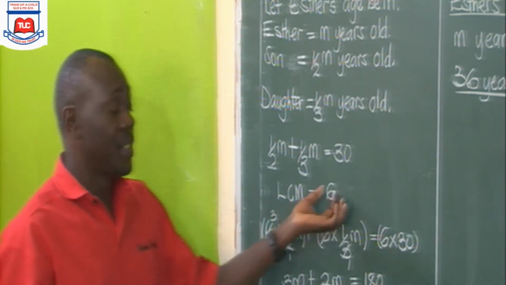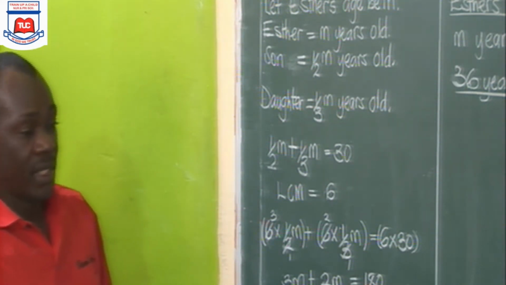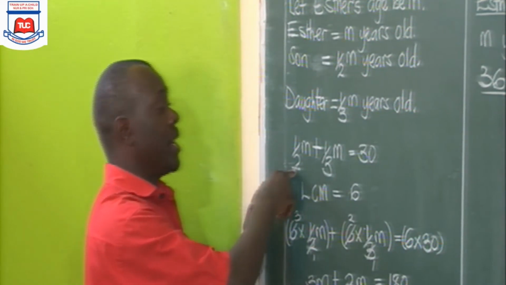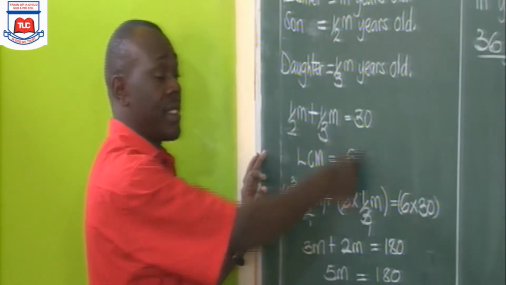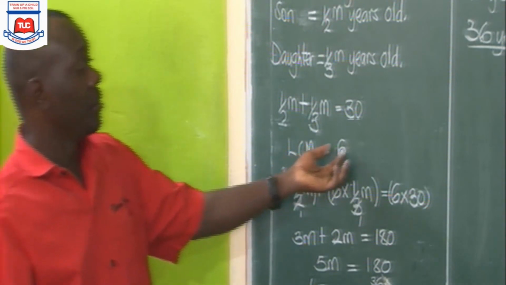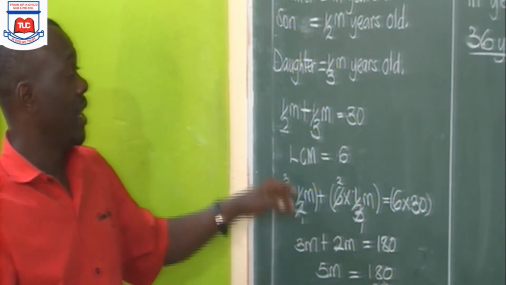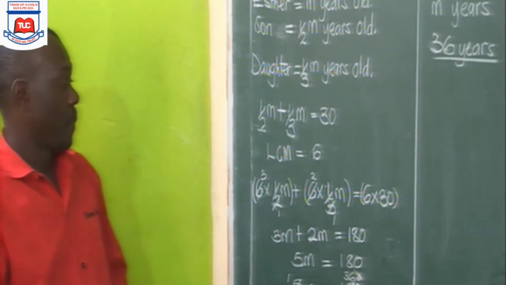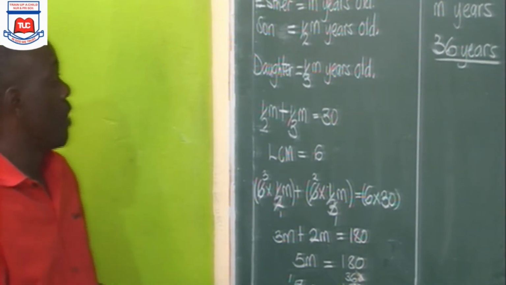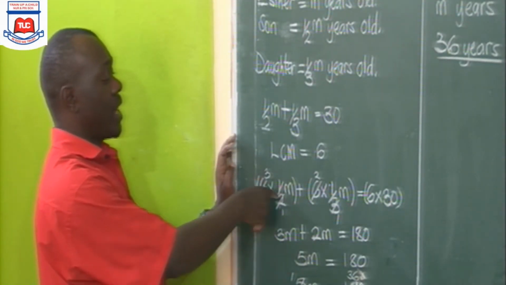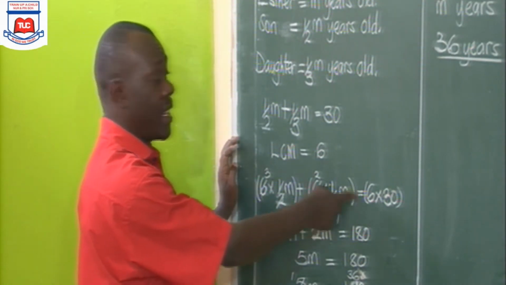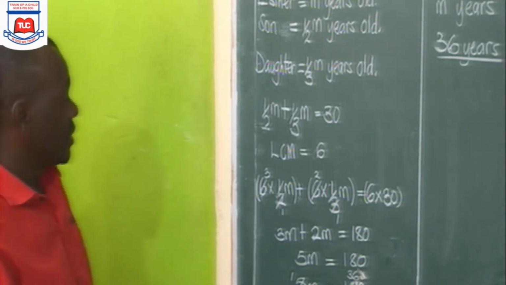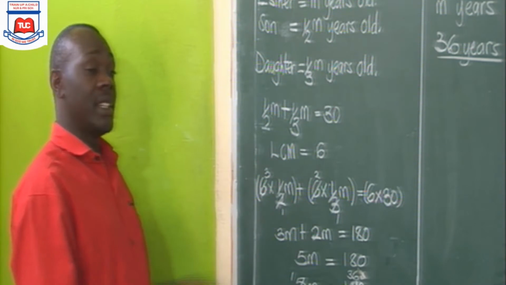So distribute this LCM 6 among the three parties. Multiply a half M by 6, a third M by 6, as well as 30. What's the use of the LCM? It is there to eliminate the denominators, that is the 2 and 3, so it's doing its duty through multiplication. We say 6 times a half M plus 6 times a third M equals 6 times 30. Do the elimination service rendered by the LCM.